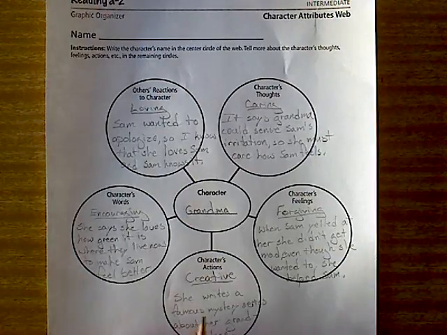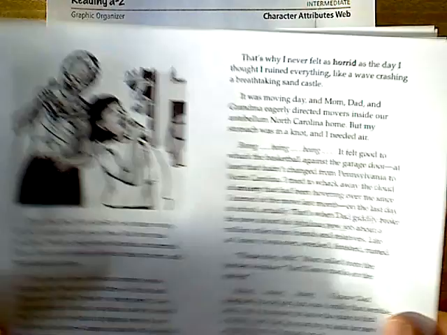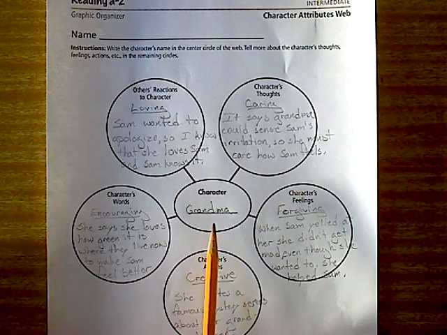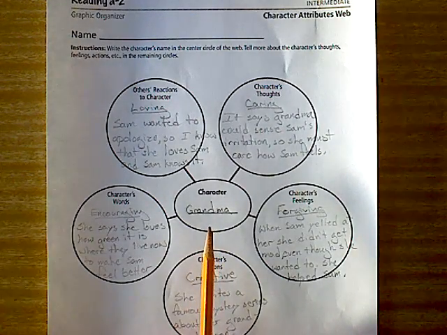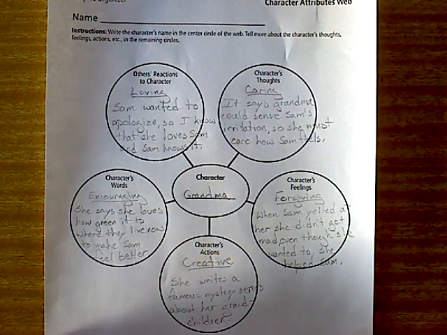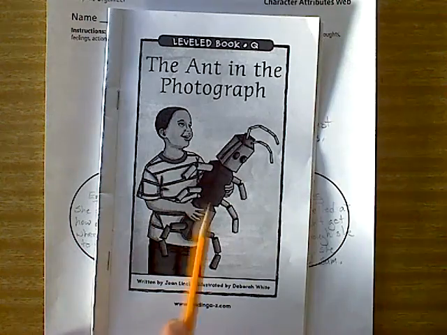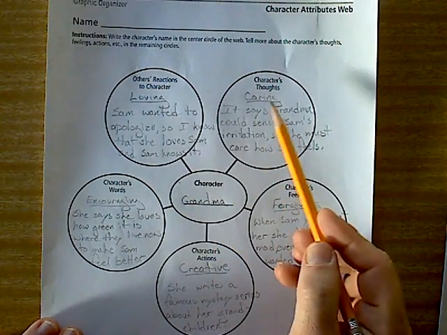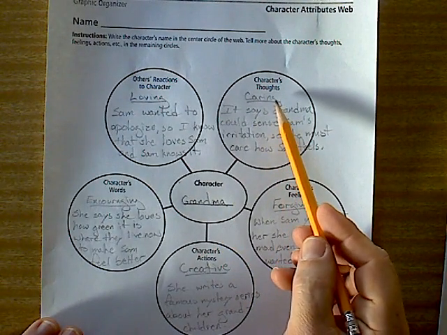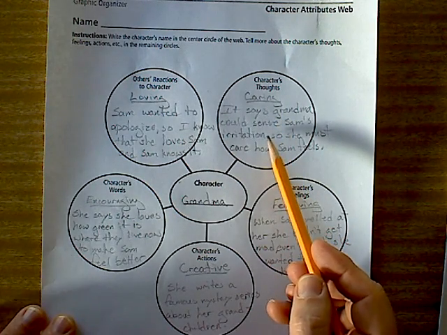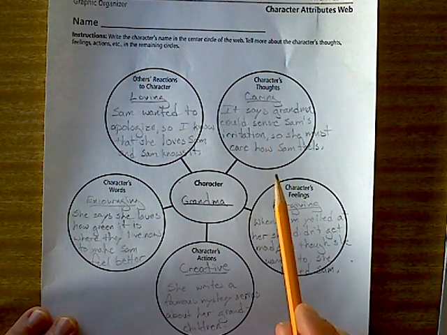I did it for the story, The Outburst. You remember reading that? And I chose Grandma as the person that I filled it in for. Now I'm going to explain how I did this and what I'm going to expect you to do with this story. Okay, so using Grandma, I gave a character attribute to Grandma and then something that happened in the story to prove that that's one of her attributes.